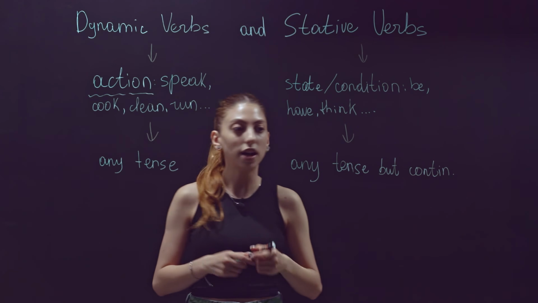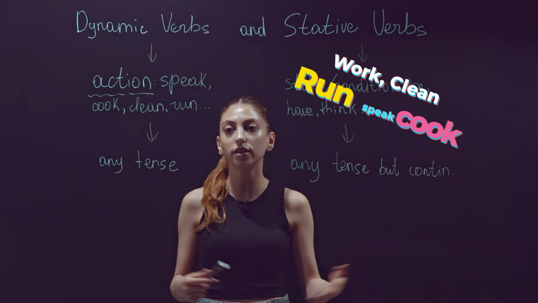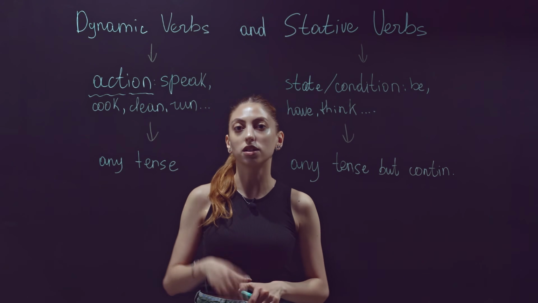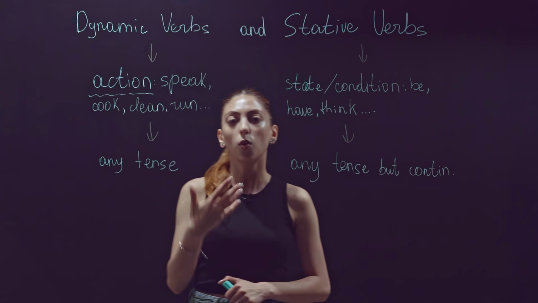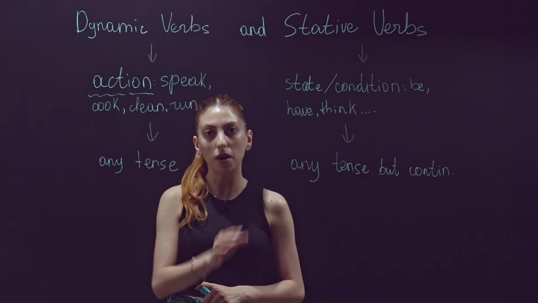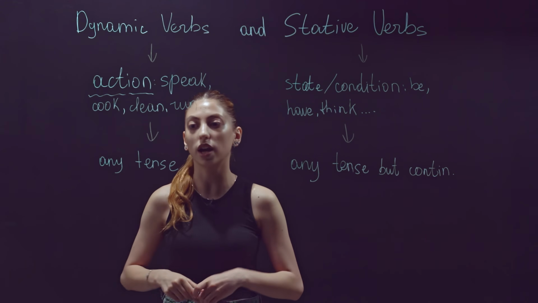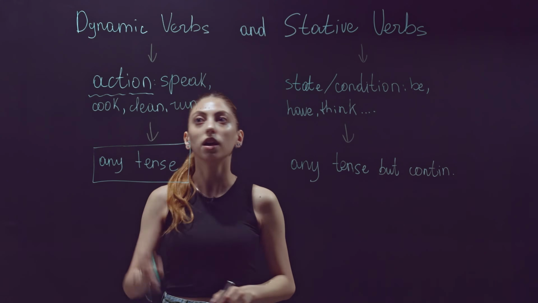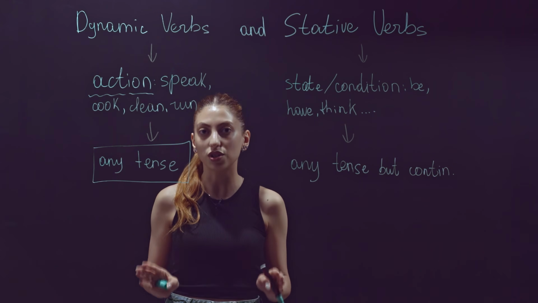Well, what kind of action, you know? Run, speak, cook, work, clean, and so on. There are a lot, okay? And one more thing which is important to know about dynamic verbs: whenever you want to use a dynamic verb in your sentence, you need to remember that you can use it in any tense you want, okay? This is important to know. This is all about dynamic verbs, but please remember that this is just the beginning.